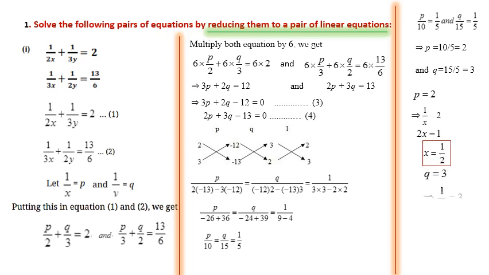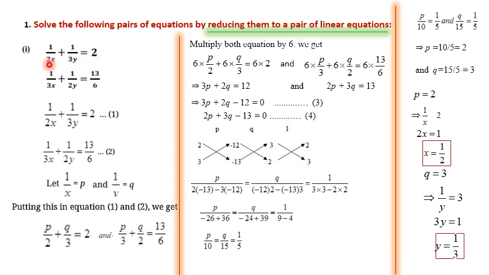Move on to the q portion, that is q is equal to 3. According to our calculation, q is equal to 3. Then according to our assumption, q means 1 by y. 1 by y is equal to 3, and cross multiply it, 3y is equal to 1, and finally y is equal to 1 by 3. So we have got the x value as 1 by 2 and the y value as 1 by 3. So this is our solution, and once again I will just explain to you.